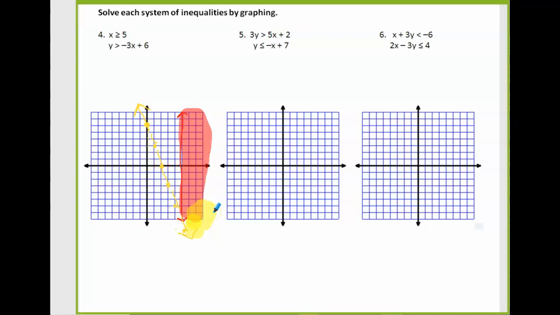In number 5, the first equation, you need to solve for y. So we're going to divide everything by 3. That makes your y-intercept at 2/3. Our slope is down 5 over 3. So you're going to go from that point down 5, or rather up 5, and over 3, or down 5, and to the left 3. My line is dashed. And again, the y values are greater, so we would shade above.